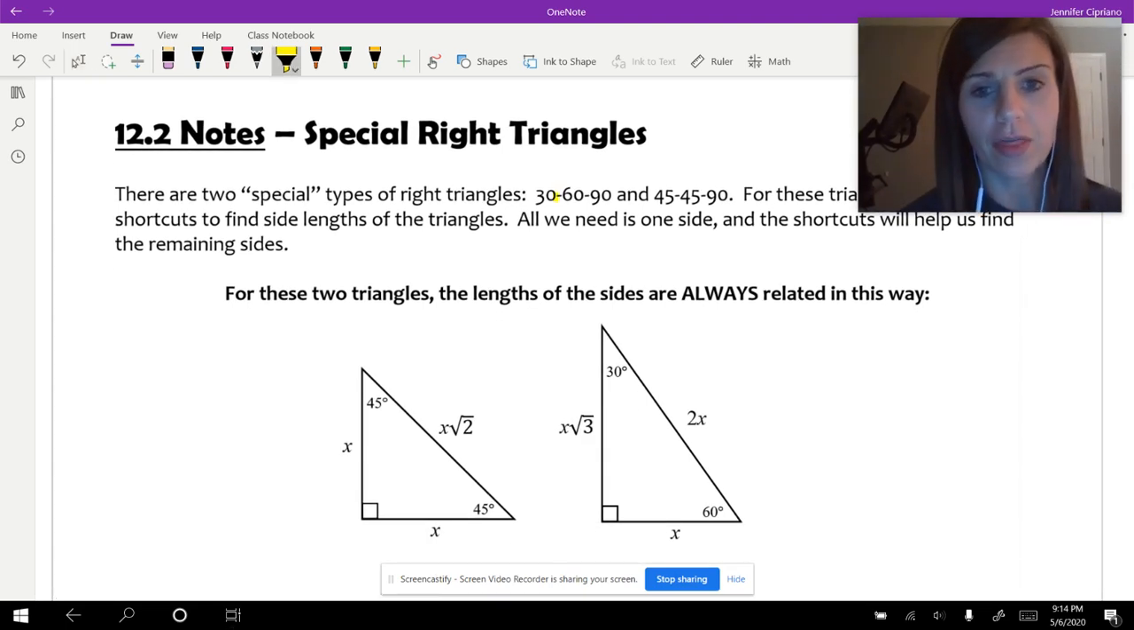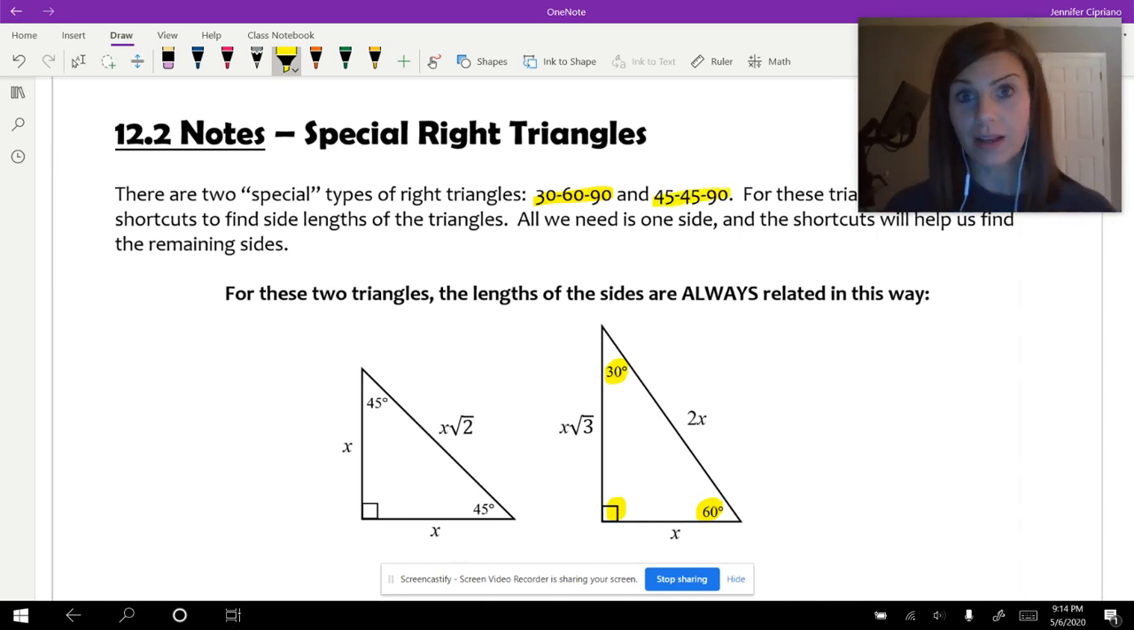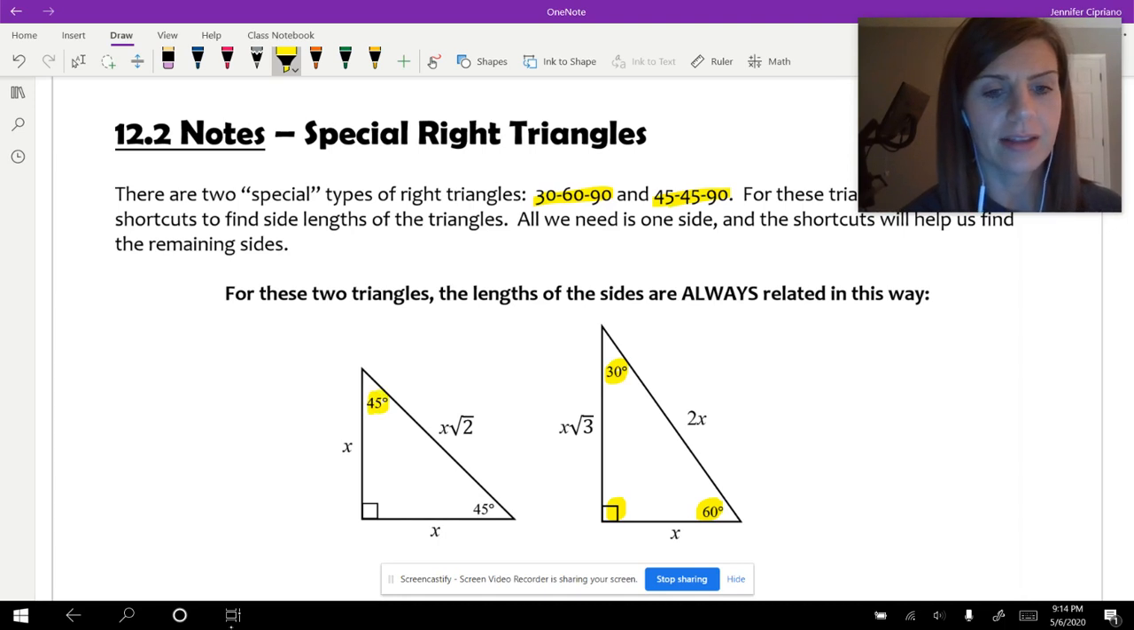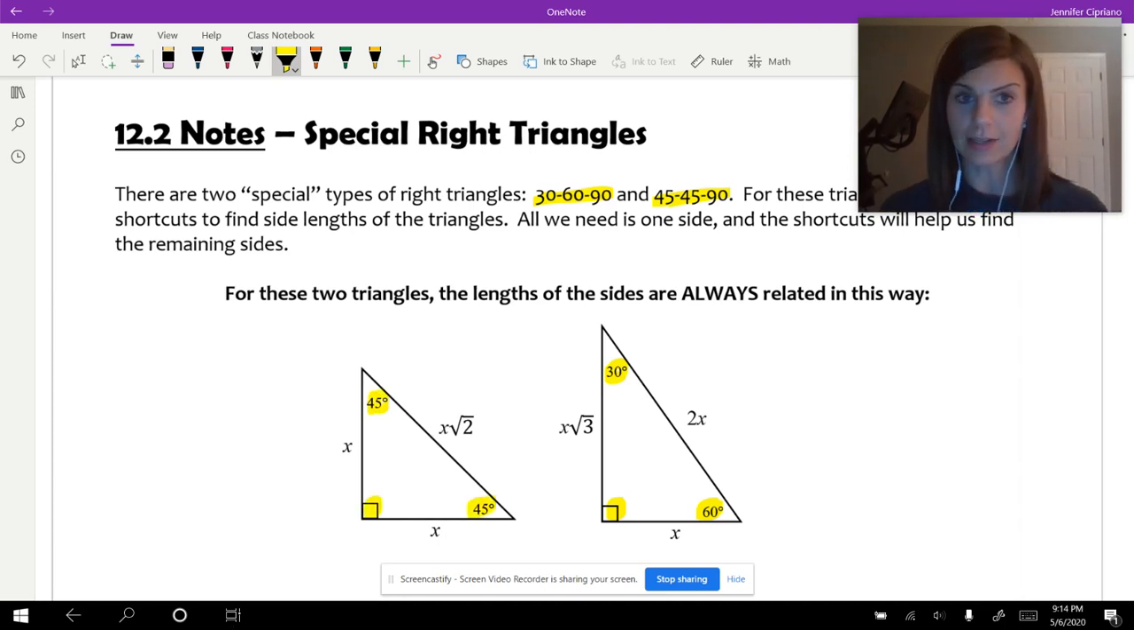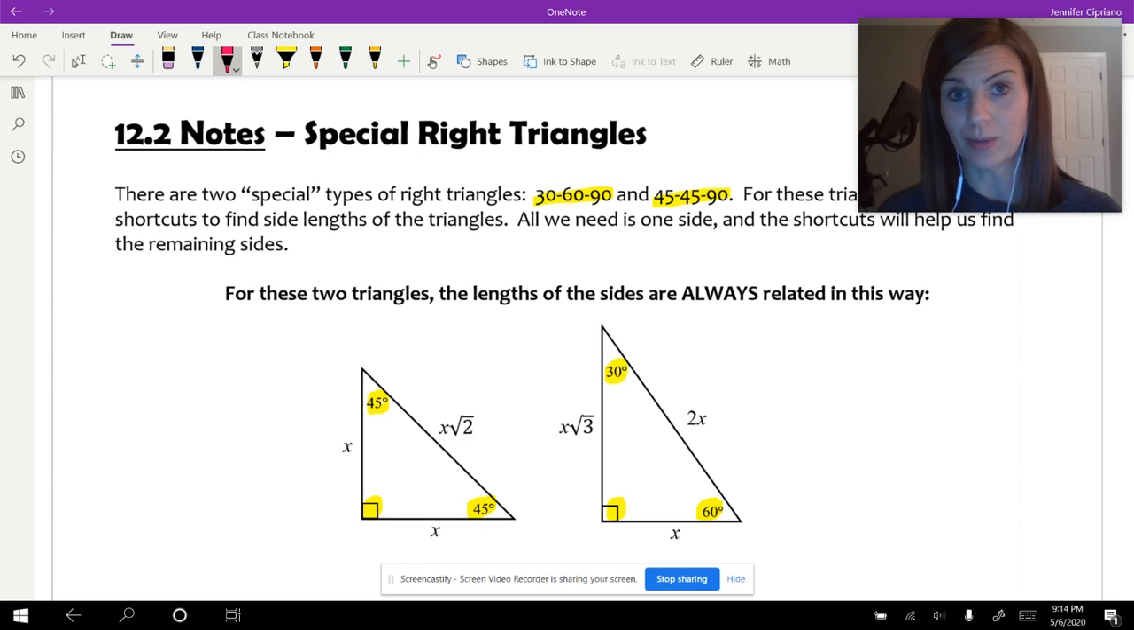We call them a 30, 60, 90 triangle. That's this one on the right, because it has a 30-degree angle, a 60-degree angle, and a 90-degree angle. And then a 45, 45, 90 triangle, which has a 45-degree angle, a 45-degree angle, and a 90-degree angle. So these two pictures show you the special relationships between the sides.